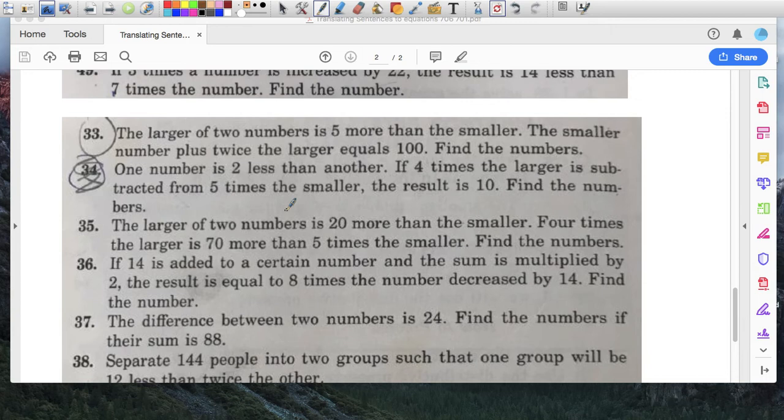37 is a little bit tricky, actually. So the difference between two numbers is 24. So, think about what that means. So we have two numbers, right? So let's call them first number, second number, right? So the difference between them is 24.